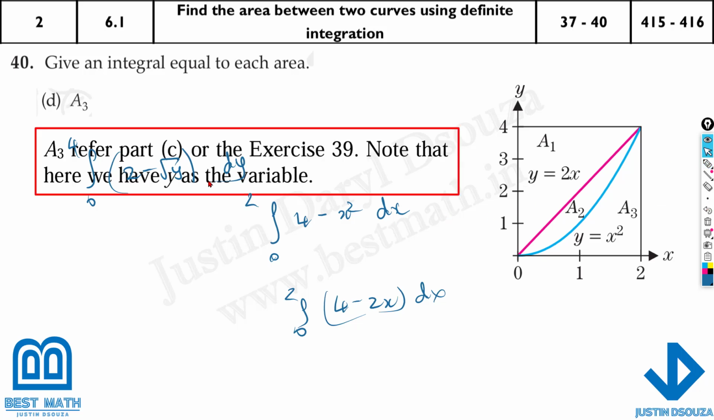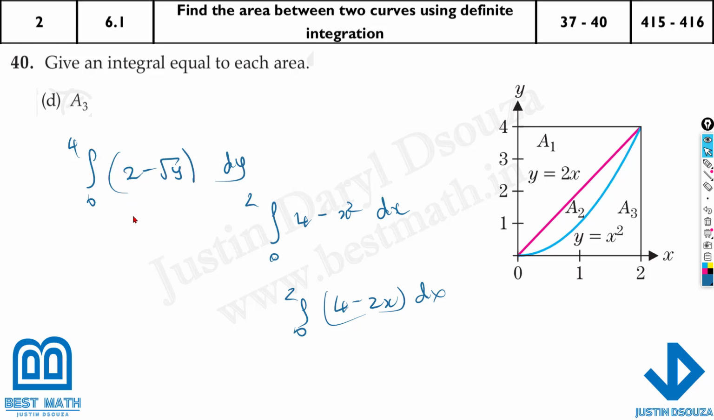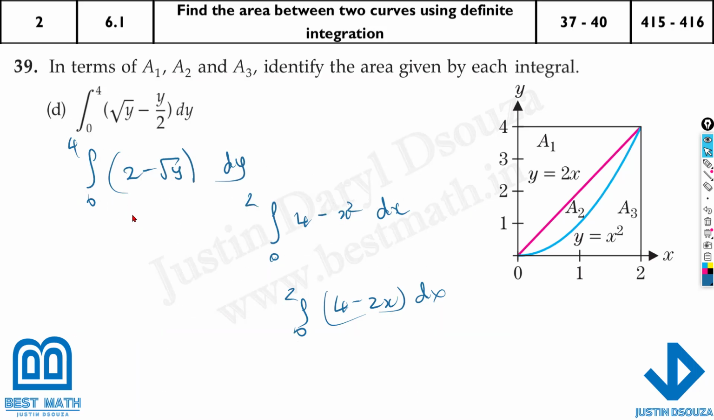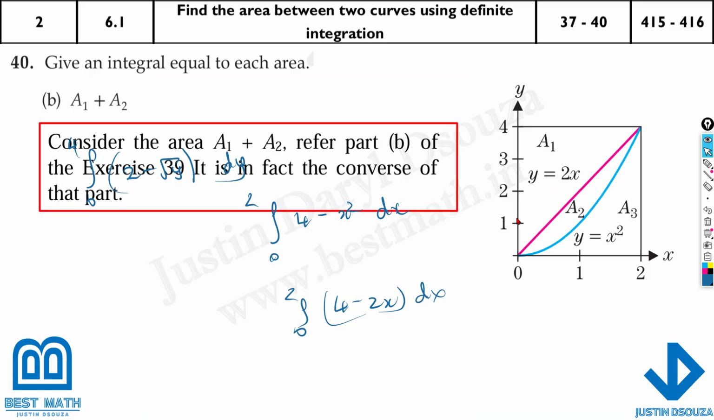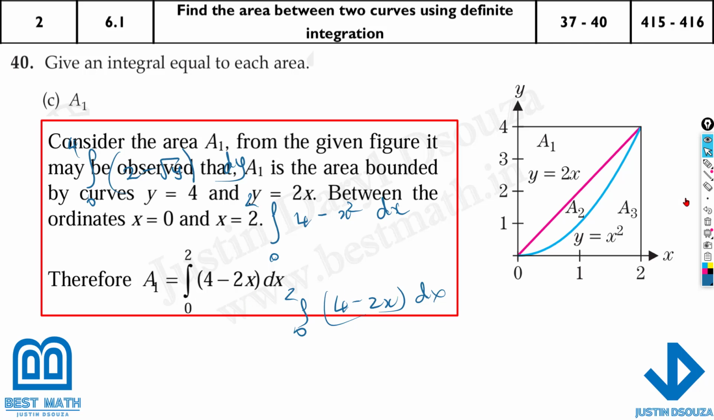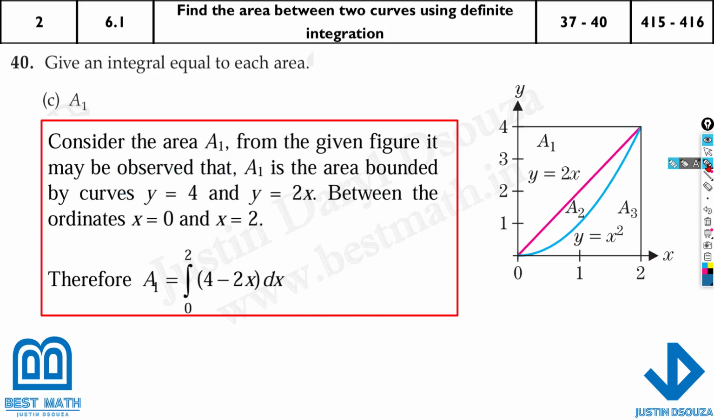So here we go. It's same as 39 part C. Let's go to part C 39. Here they have given us, 2 minus square root y dy 0 to 4. I hope this is clear. This is easier. But even if you don't want to write it, you will have 4 options. Just solve those options and you will get the correct answer. That's the best way to double check it.